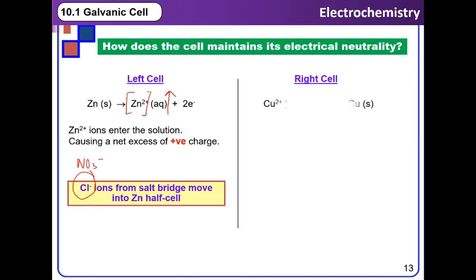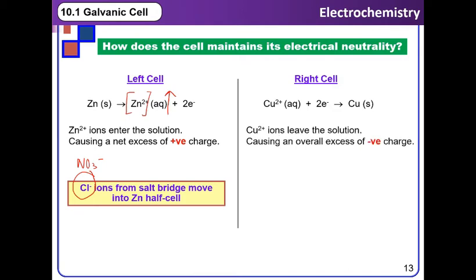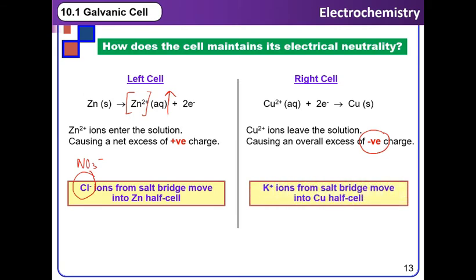While at the right side, copper 2 plus is reduced to copper solid. Jadi copper 2 plus ions leave the solution, causing an overall excess of negative charge. Kenapa? Kerana ion copper 2 plus telah bertukar menjadi copper solid. Jadi macam mana nak maintain neutrality? So the K plus ions from the salt bridge move into the copper half cell.